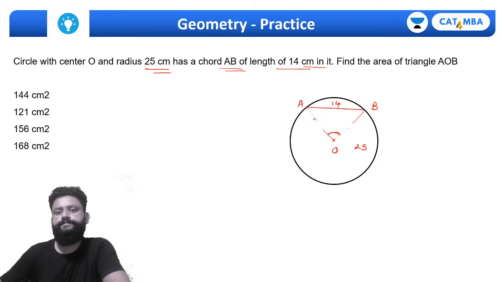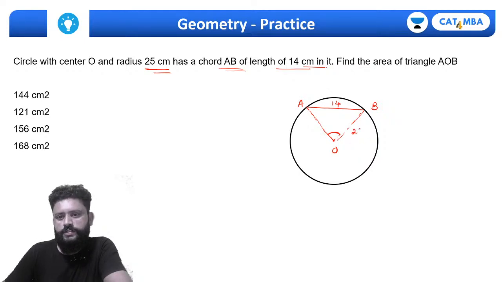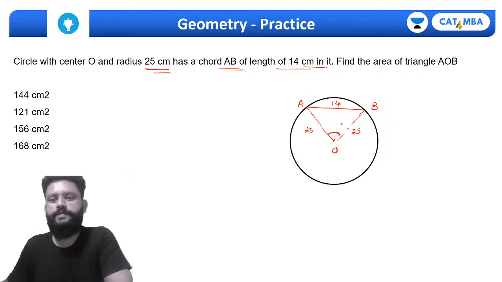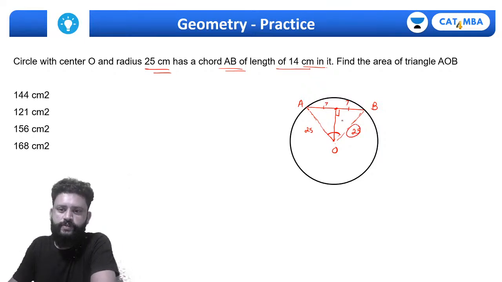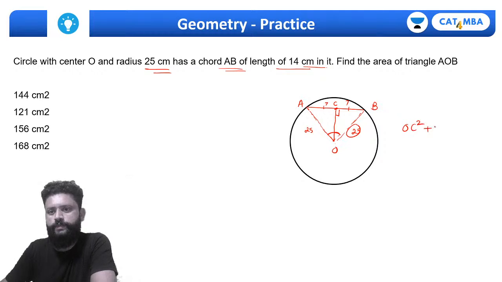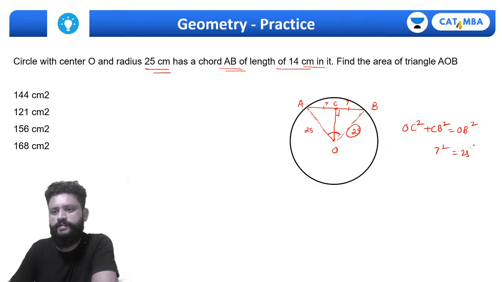So we don't know this angle. It's not a right angle triangle, okay? So this is 25, this is 25. Now to get the area of the triangle, you can simply draw a perpendicular. What is the property of a perpendicular? Perpendicular from the center divides the chord in two equal parts. So this will be 7, 7 and this is 25. So you can get the value of OC. OC square plus CB square will be equal to OB square. CB is 7 square, OB is 25 square, OC square. So OC square has to be equal to 576, which is the square of 24.